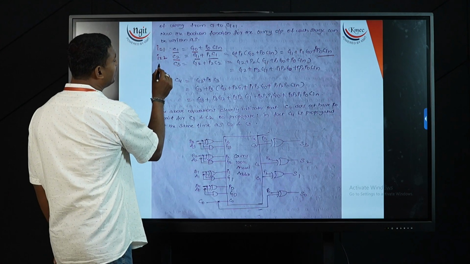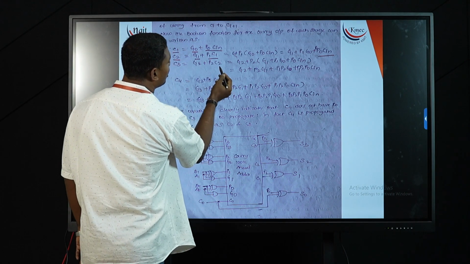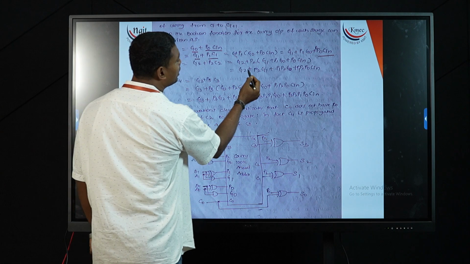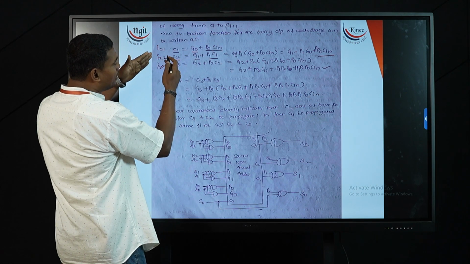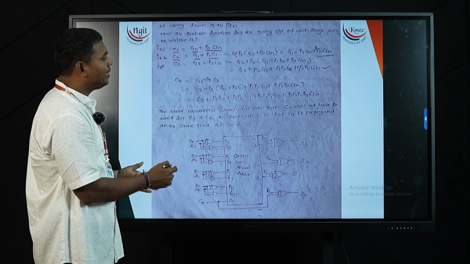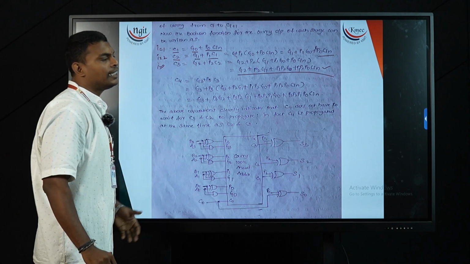Now for i equal to 2, I got C3 is equal to G2 plus P2 C2. Now I know the C2 value, I am substituting the C2 value, and I got this particular expression. Now if you observe, carry 1, carry 2 or carry 3 is not depending upon any of the carries generated in the earlier stages.